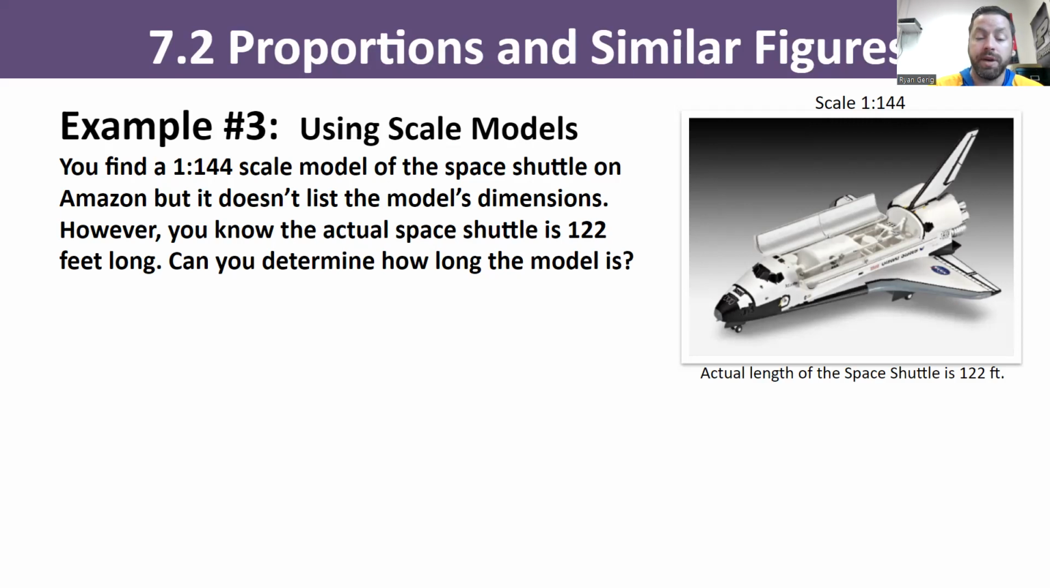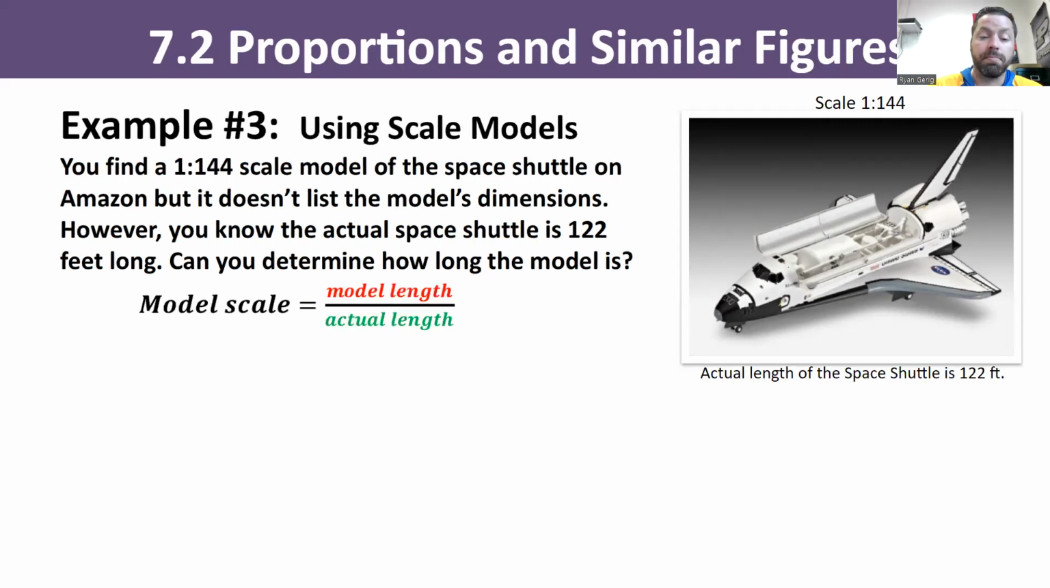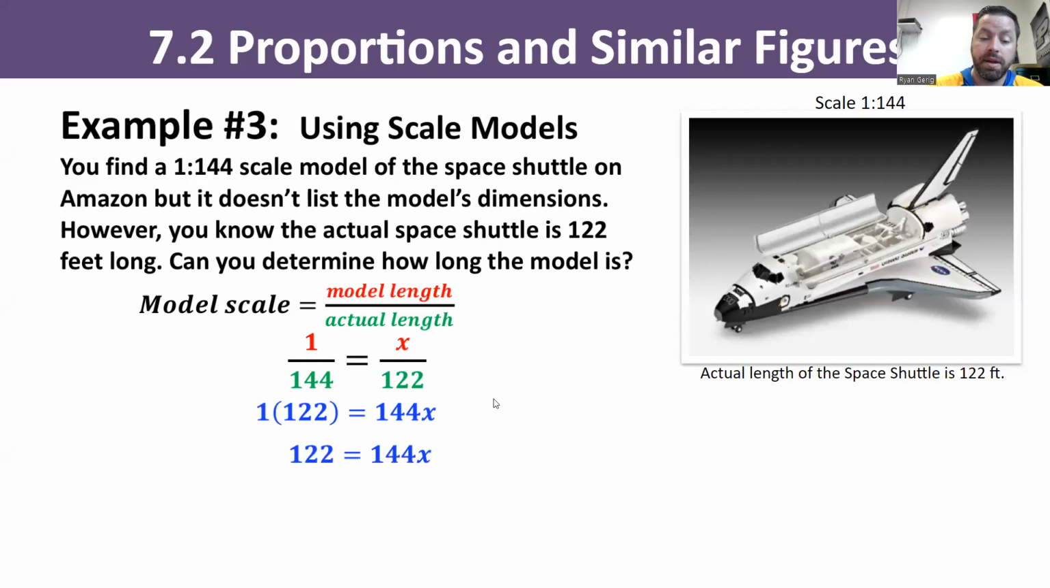You probably guessed we can. The model scale is equal to the model length over the actual length. That's what the scale means. So my model scale was 144. The model length is the one that we don't know, so that's where our variable is going to go. But we do know the actual length is 122. We can cross multiply and divide 122 by 144, and you get 0.847.